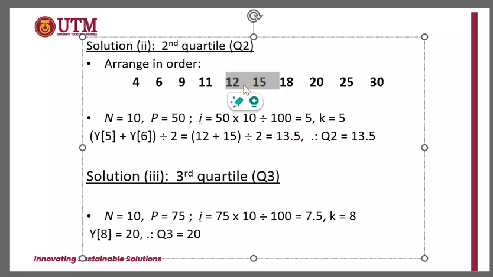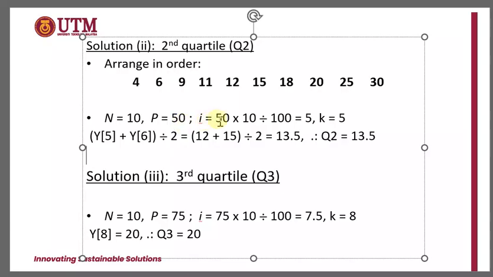12 plus 15 divided by 2 equals 13.5. So this is Q2. It's the median actually. Median is one of the central tendency measurements. So Q2, we found it. It's equal to 13.5. So if we use the rule, n is 10, P is 50 because it's related to Q2.